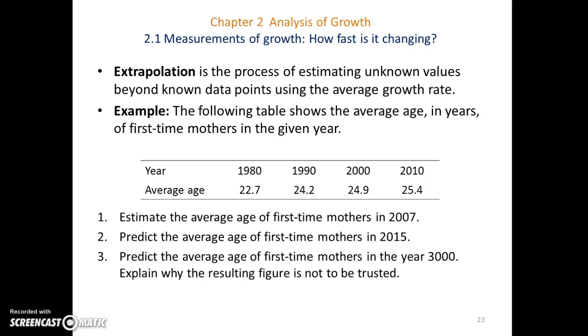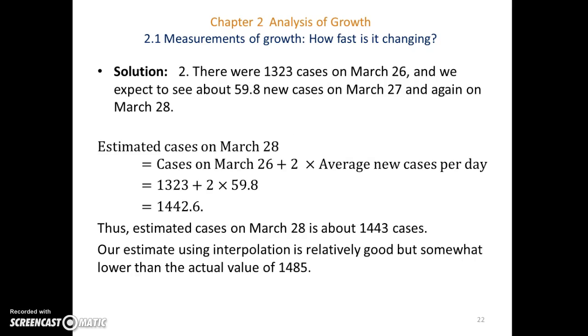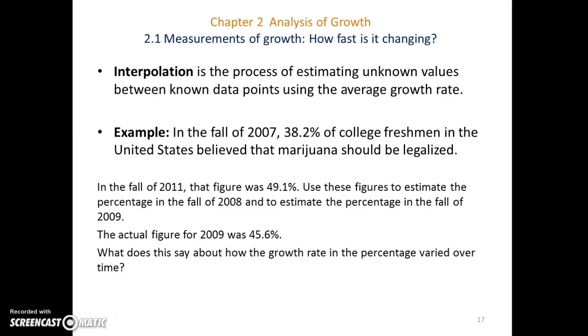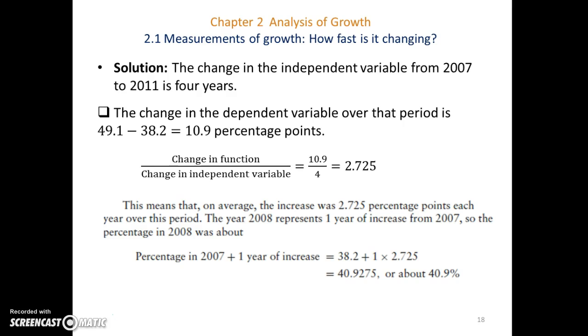Extrapolation is a process of estimating unknown values beyond known data points using the average growth rate. Right, so to extrapolate is to estimate unknown values beyond known data points. In contrast, interpolation is the process of estimating unknown values between known data points. So extrapolation is outside of known data points. Interpolation is between known data points.